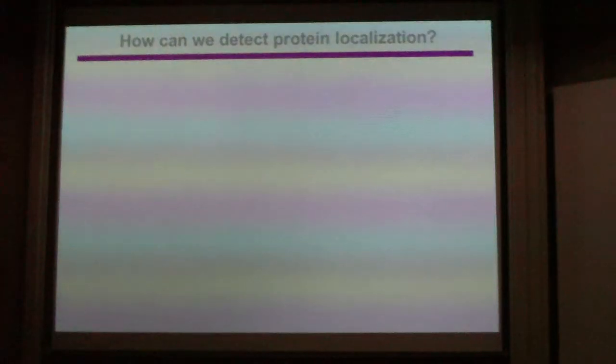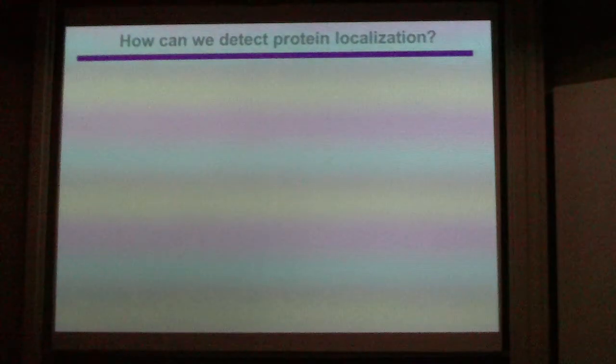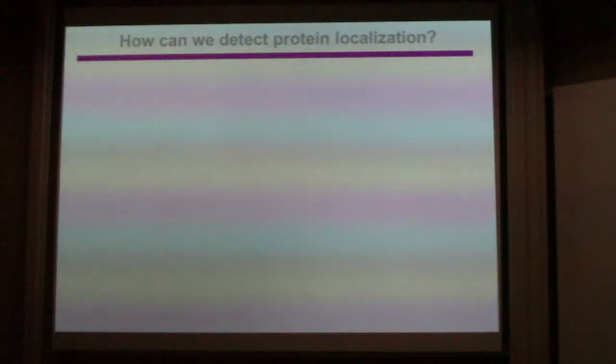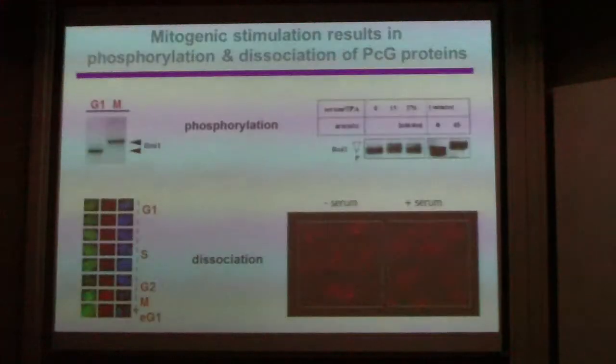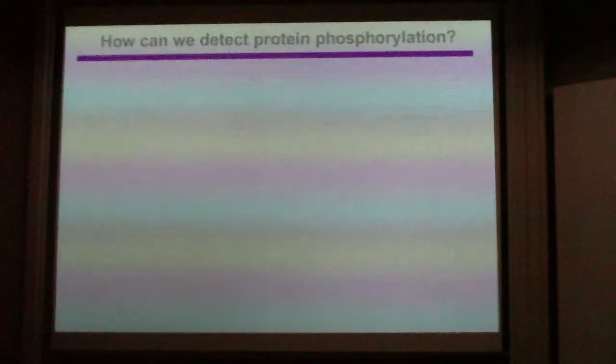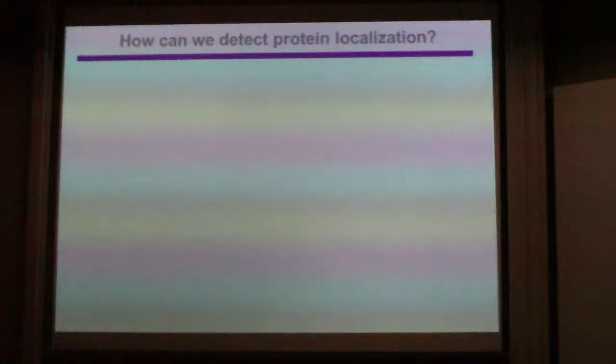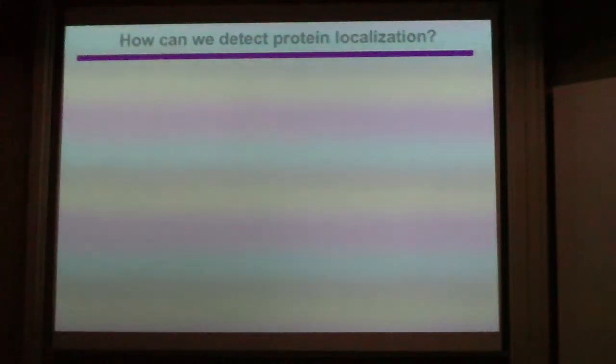So then there is another question I would like to ask you. How can we detect localization? That's also because we already looked at this situation in this exhibit here. So what's the technique that is used to actually stain these proteins? Does somebody of you know that?